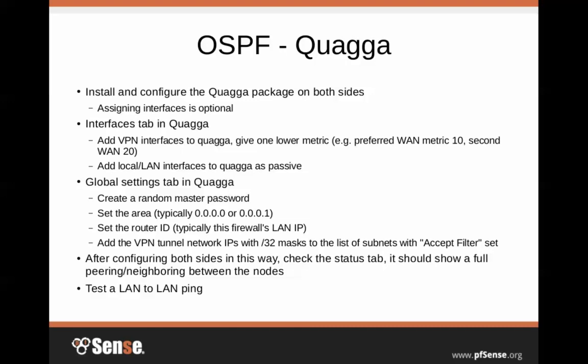Like your WAN would get a metric of 10, it would be preferred over a second WAN with a metric of 20. You add your local LAN interfaces to Quagga as passive interfaces, and what that does is it lists them as networks that you want to announce or advertise without actually talking OSPF on them. So typically, you add your LAN, maybe a DMZ, whatever you want to advertise locally. And then when the two daemons connect, they exchange that information. They say, hey, I've got these networks, and this guy says, oh, I've got these networks, and now they know how to reach each other.